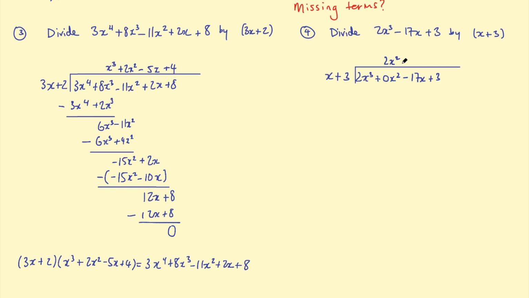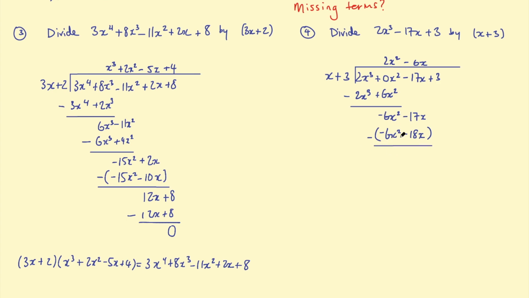The next step, multiply 2x squared by our divisor, x plus 3. That's 2x cubed plus 6x squared. Subtract these. That's 0, and then 0x squared take 6x squared is negative 6x squared. Carry down the next term in the dividend. Divide negative 6x squared by x. That's negative 6x. Multiply negative 6x times x plus 3 is negative 6x squared take 18x. Subtract these. Put brackets around it when you have negatives in there.